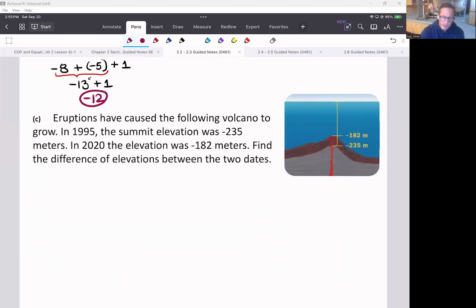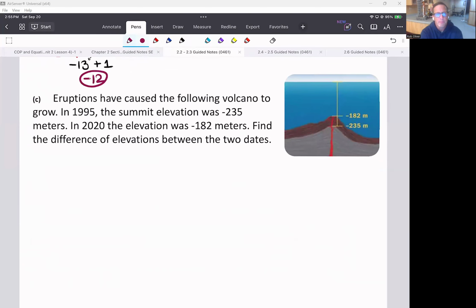All righty. All right, this last one is just an application problem here, a word problem. It says right here, eruptions have caused the following volcano to grow. All right, so in 1995, the summit elevation was -235 meters. In 2020, the elevation was -182 meters.